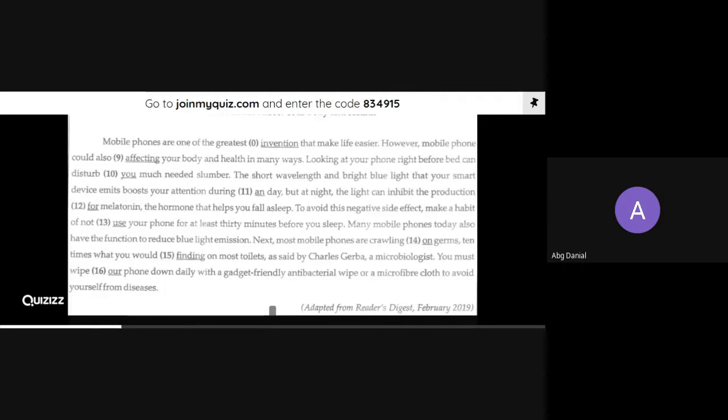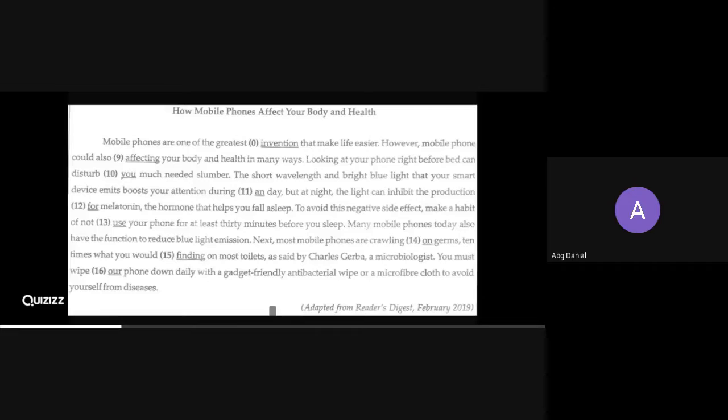Mobile phones are one of the greatest inventions that make life easier. However, mobile phone could also affecting your body and health in many ways. Looking at your phone right before bed can disturb your much needed slumber. The short wavelength and high blue light that your smart device emits boosts your attention during the day, but at night the light can inhibit the production for melatonin, the hormone that helps you fall asleep.